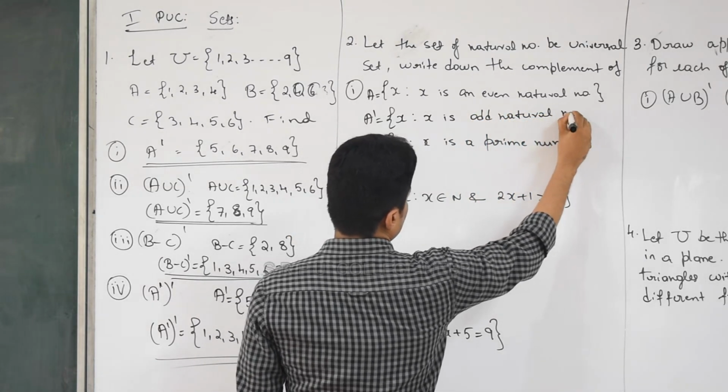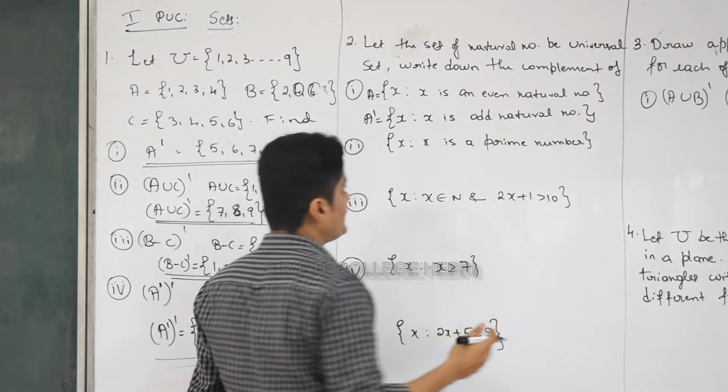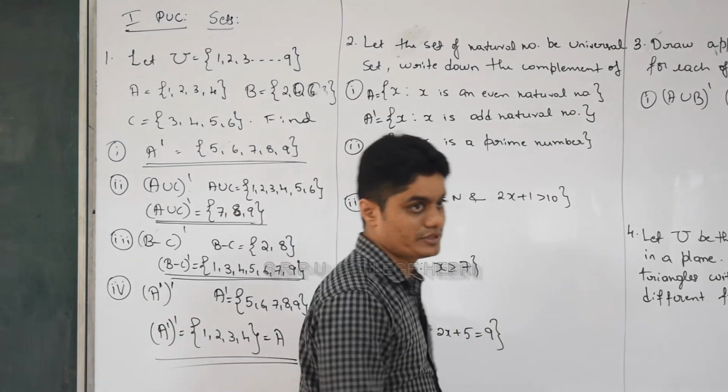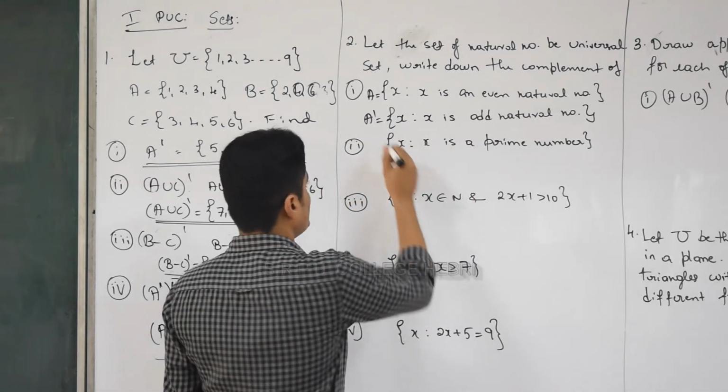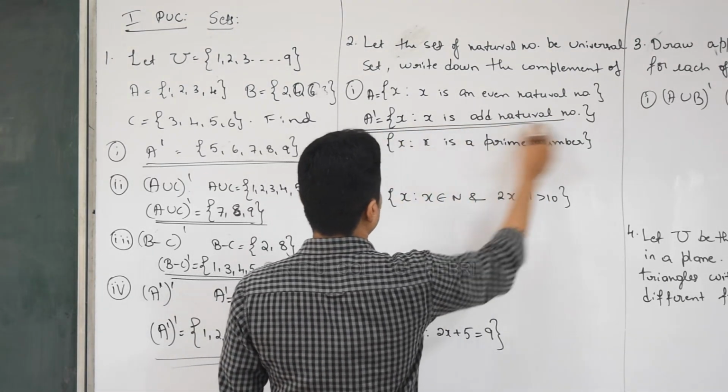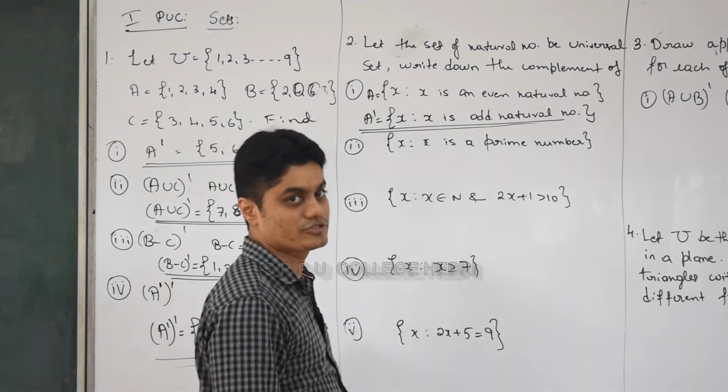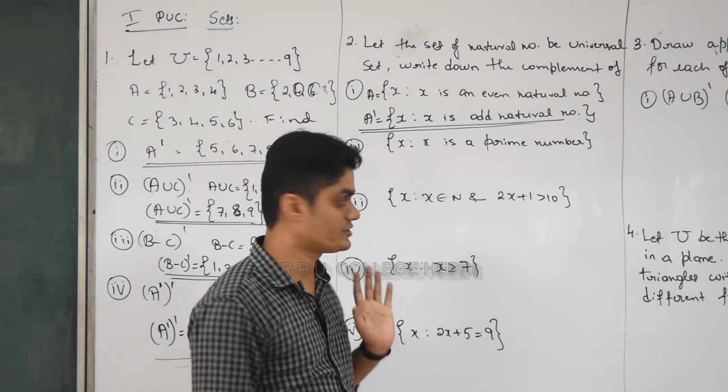Odd natural number. When you remove the even natural numbers, what will you get? You will get odd natural numbers. So the answer to the first question is the set of all x such that x is an odd natural number. Please remember that. Understood?